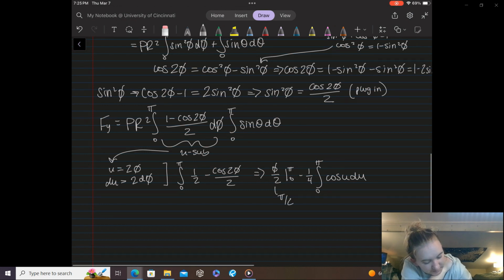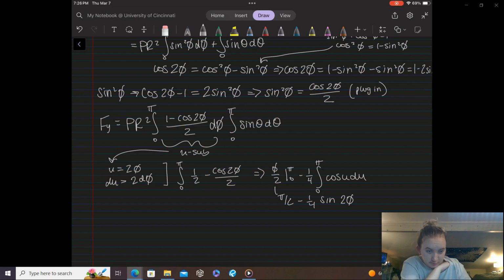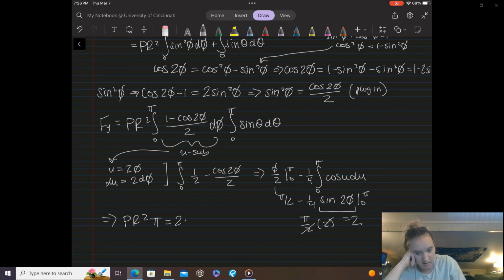And phi over 2 becomes pi over 2 minus 1/4 sine of 2 phi, evaluated from 0 to pi. Sine of 2 phi from 0 to pi would equal 0. And then pi over 2 times 2 just becomes pi. And from there, we get PR squared times pi, which would equal 2 pi R t sigma. That's our tensile strength coming from the circumference equation. So we lose the square, the pi's cancel out, the other r cancels out. And then for t, you are left with 2 PR over sigma. Right? No. 2 PR over 2 sigma is what you're left with.